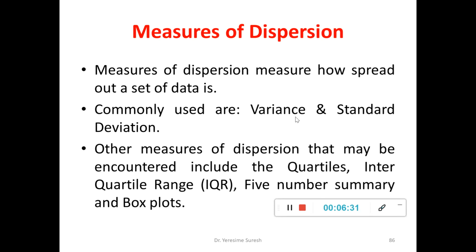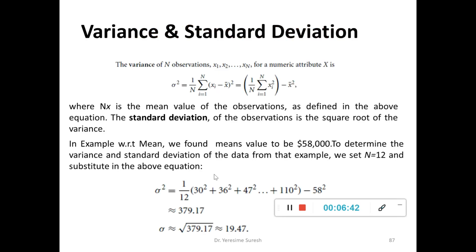First we'll see the examples as well as the formulas for variance and standard deviation, and then we'll go on to extend the topics for the quartiles, interquartile range and the 5 number summary as well as the box plot. So as I told, we'll just recollect what is variance and standard deviation.